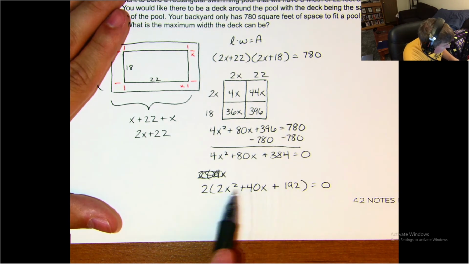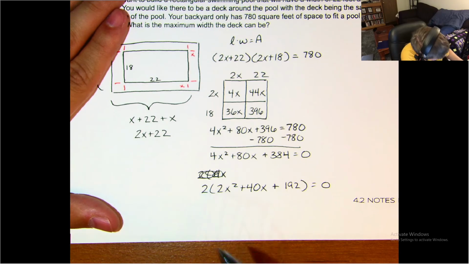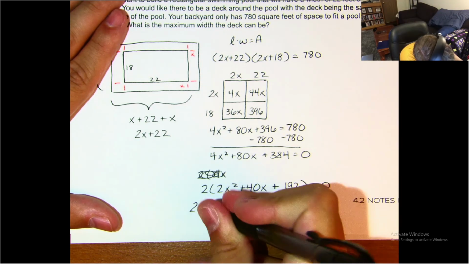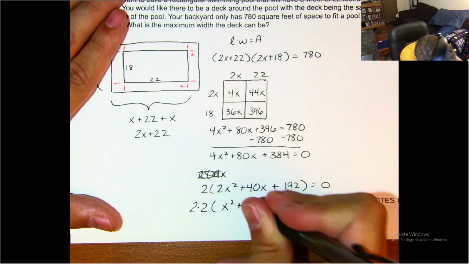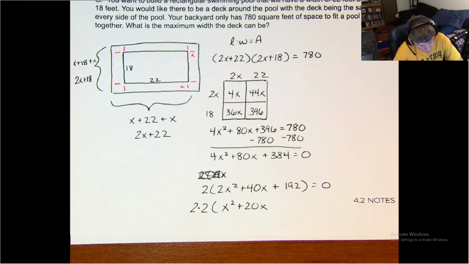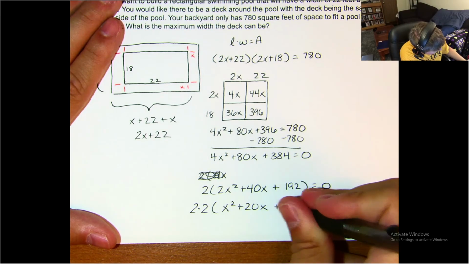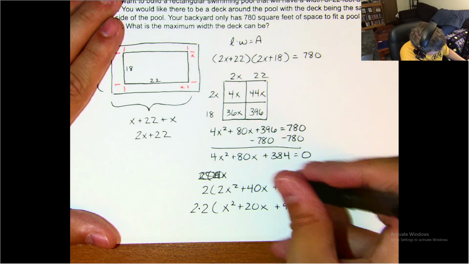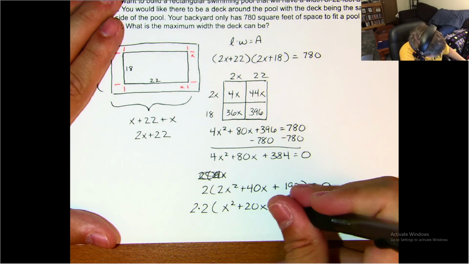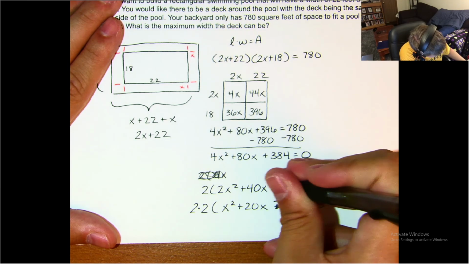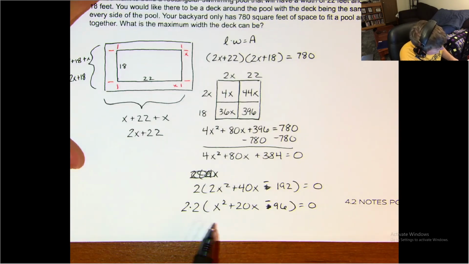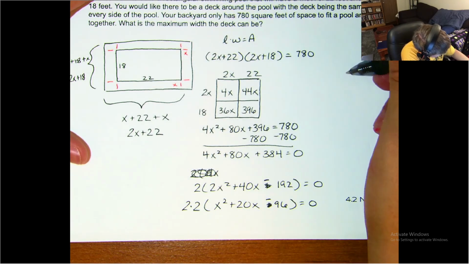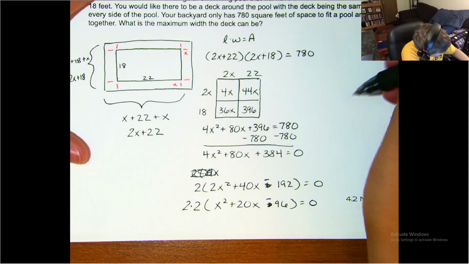And then I see that they're all even again, so I can take another 2 out. So now I have 2 times 2, x squared plus 20x plus 96. And I did make a little mistake here, folks. It looks like this needs to be negative, and this needs to be negative also. Now I can just factor this. I am looking for numbers that multiply to 96 and add to 20.